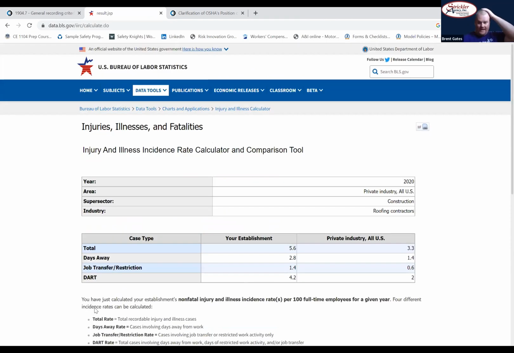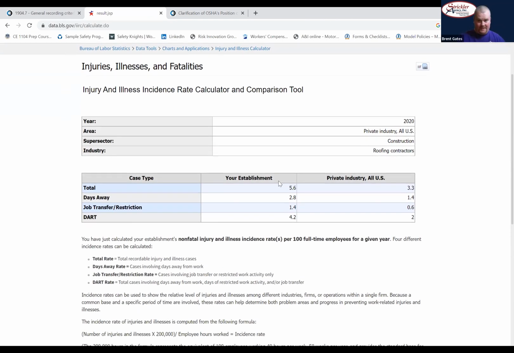So this form will calculate our establishment's TRIR, which is your total recordable incident rate right here, 5.6 versus everyone else in our industry is a 3.3. Our days away is 2.8. Everyone else in the industry is 1.4. Job transfer restriction 1.4 versus 0.6. And then our DART rate, which is a combination of both of these, is 4.2, but the industry is 2.